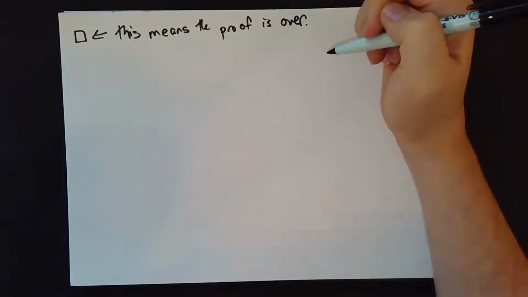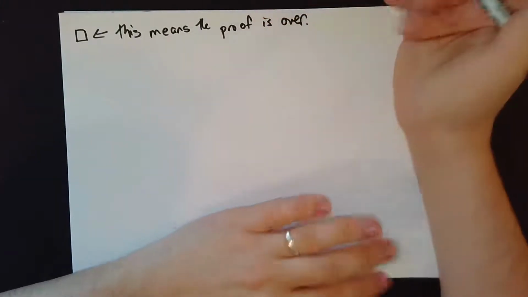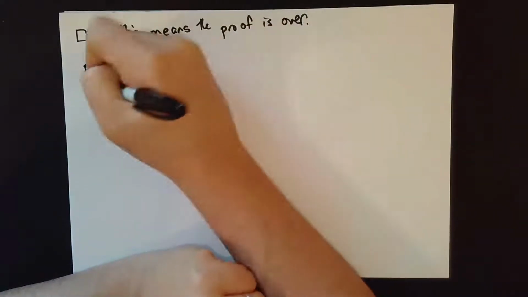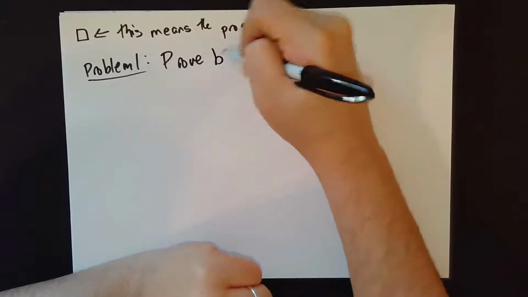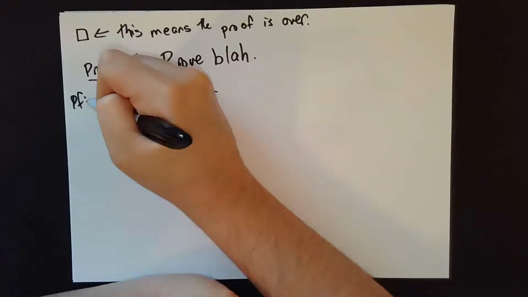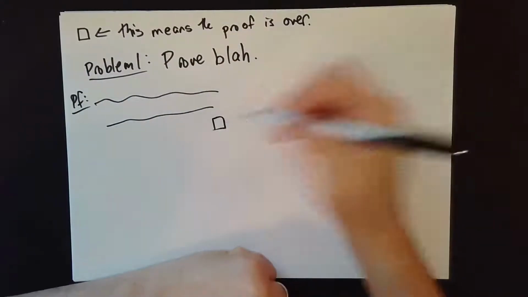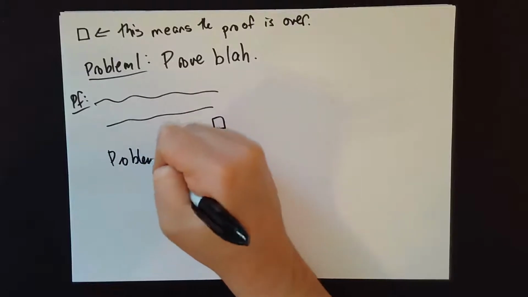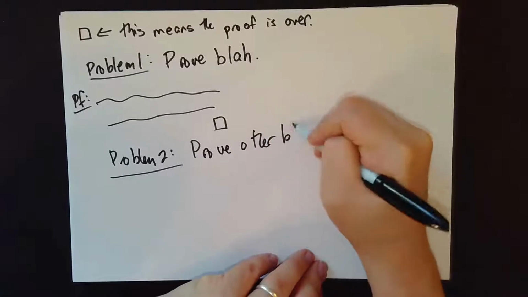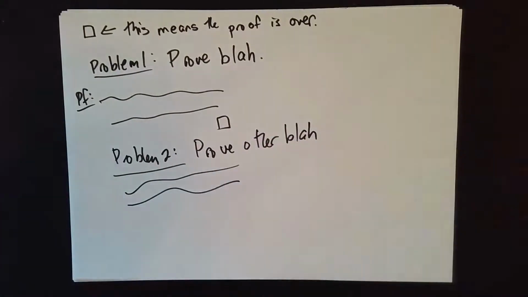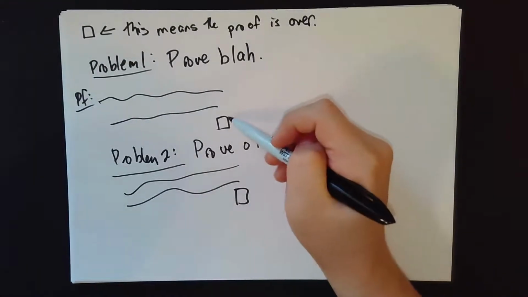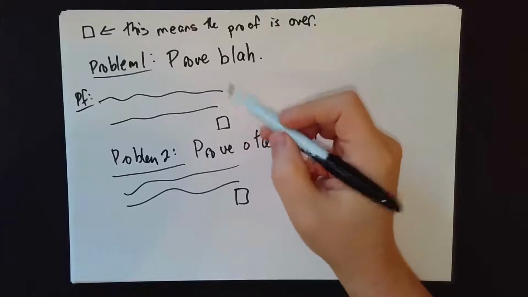Okay. It's sort of like a period to end a proof. Now, if your homework looks like, okay, problem 1, prove blah, and then you say, okay, here's my proof. And then you put a proof box, problem 2. Prove other blah. Okay, blah, blah, blah. Proof box. In this case, these proof boxes are unnecessary, but they're not hurting anything.